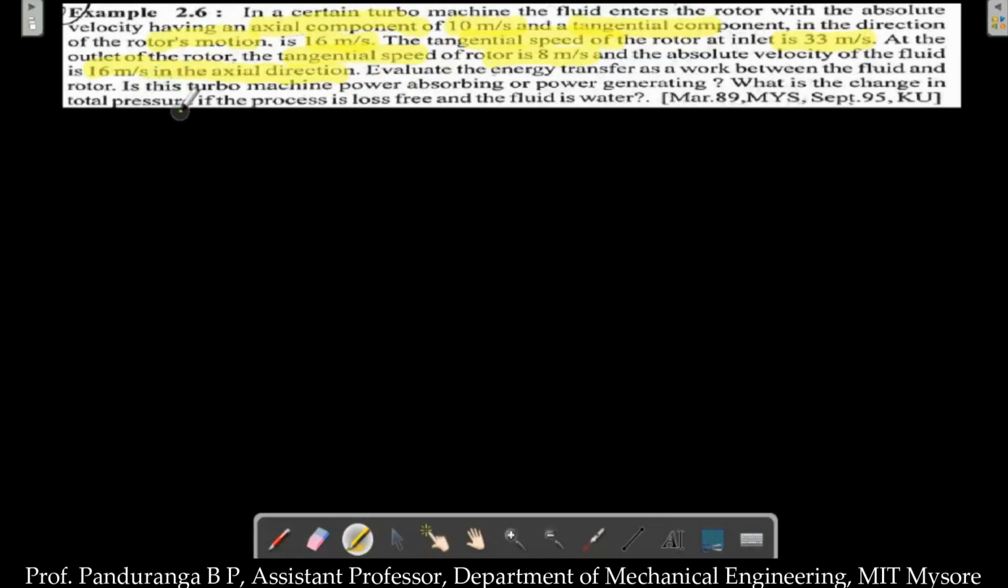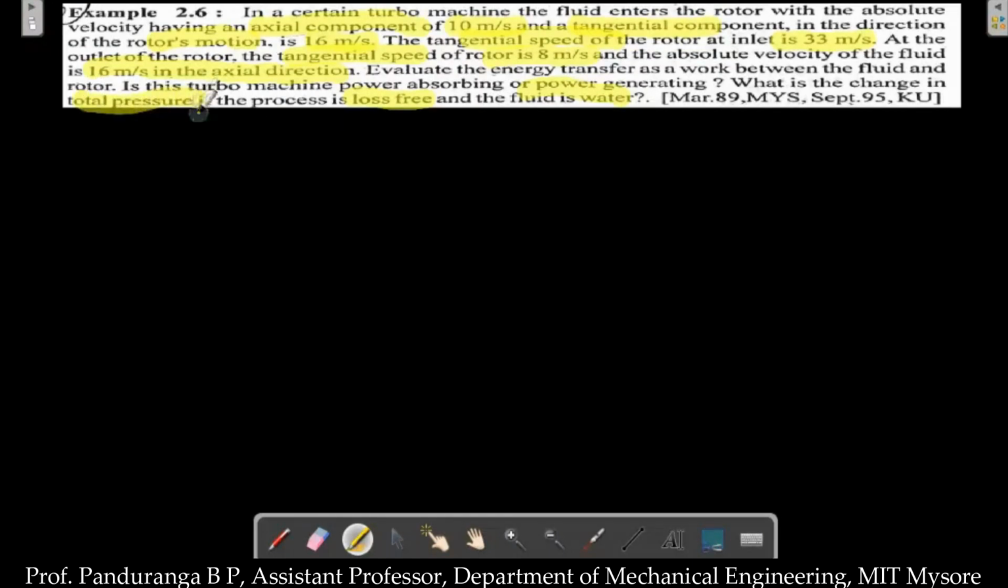So we need to find out the energy transfer that occurs between the fluid and the rotor, and then in this turbo machine, is this turbo machine a power absorbing or power generating? And what is the change in the total pressure if the process is loss free and the fluid is water? So if the fluid is water and the process is loss free, if there are no losses, then we need to find out the change in total pressure.